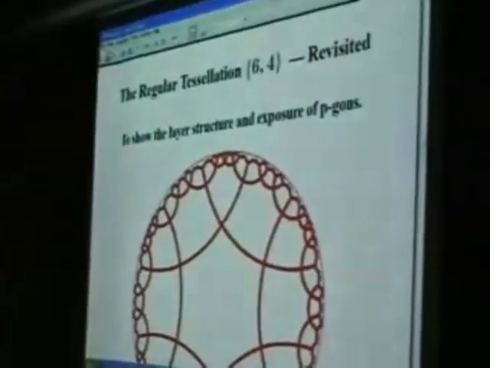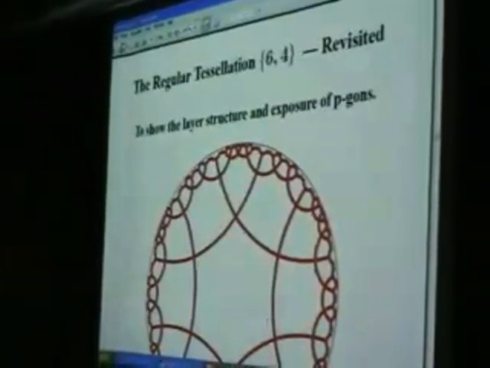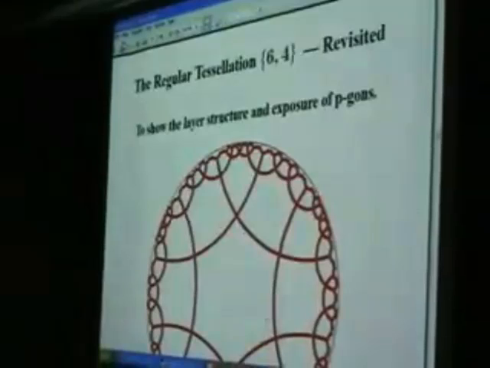So this is the 6,4 tessellation that we saw before, and I can use the pointer here. You can see that this is the central polygon. This is the first layer. The second layer includes this polygon, this polygon, this polygon, this polygon, this polygon, and so forth. This shows 3 layers. And you can see that this polygon is attached to the previous layer by an edge, but this one just by a vertex.